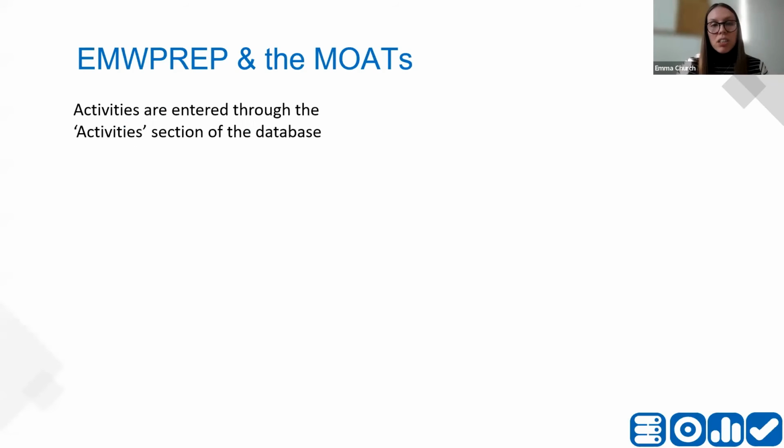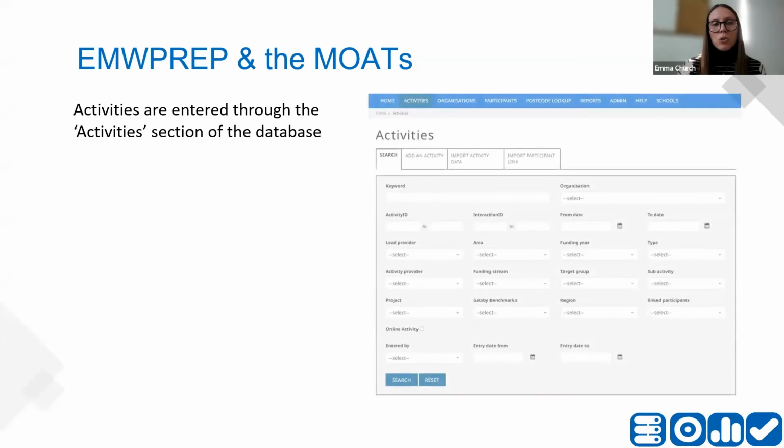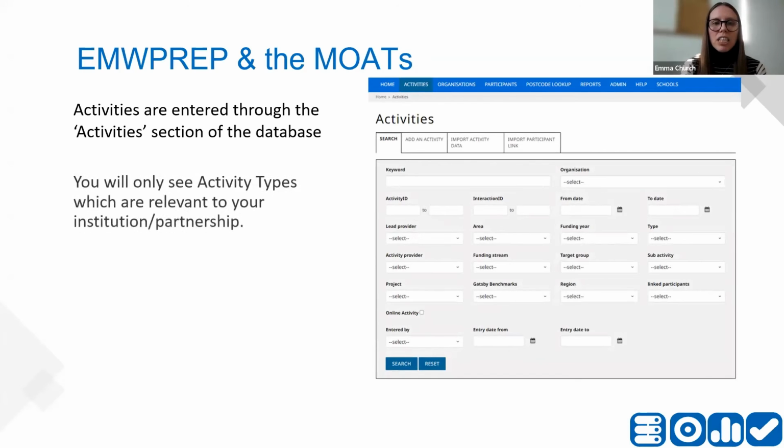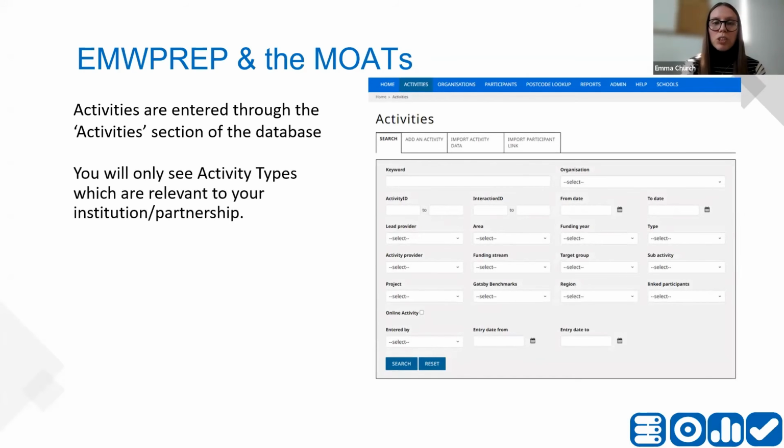So we have made some system changes on our database to incorporate the MOAT. As normal, partners will be required to add activities through the activities section of the database, which is found as normal across the top of the homepage. Partners will only see the activity types which are linked to their inputter profile, so that's based on their lead provider status. They will then be able to log either the MOAT sub-activity types or MREP activity types, and based on these plus the common framework, we will be able to code into the MOAT activity types in the background of the database.